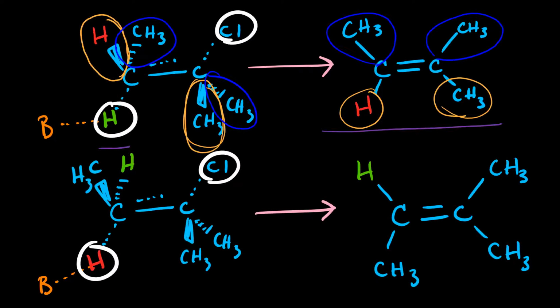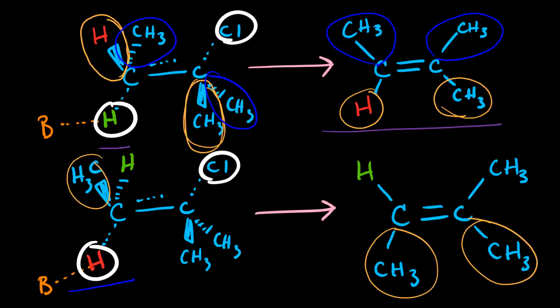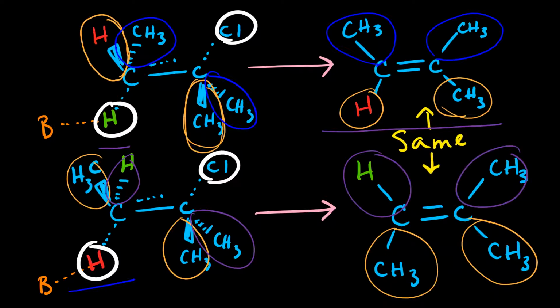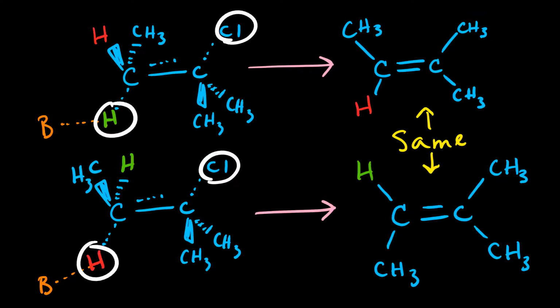If we do the same type of exercise, but this time abstracting the red proton, you see that we get two methyl groups on the same side because here they are together. And we get a hydrogen and a methyl on the same side. It turns out that these two outcomes are exactly the same. So this was an example where the anti-periplanar geometry requirement didn't really matter. You got the same product outcome no matter if you removed the green proton or the red proton.